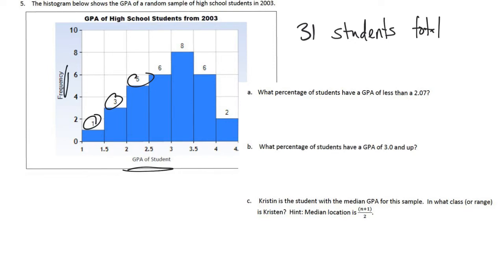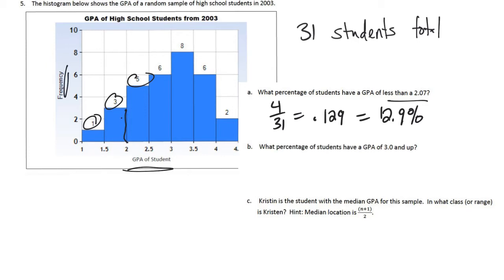Now, we want to know how many have a GPA that's less than a 2.0. So 2.0 is right here. Less than that, we've got 3 in the 1.5 to 2, and then 1 in the 1 to 1.5. So we have 4 students out of 31. We're going to take 4 divided by 31, which gives us 0.129, which is 12.9%.